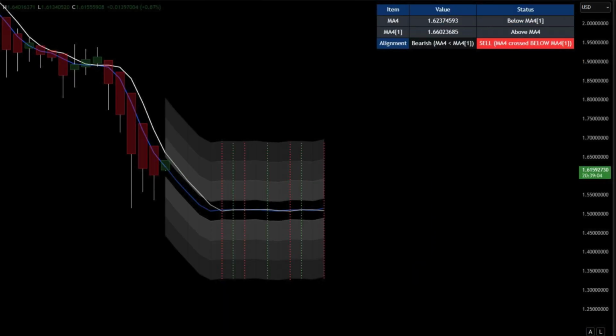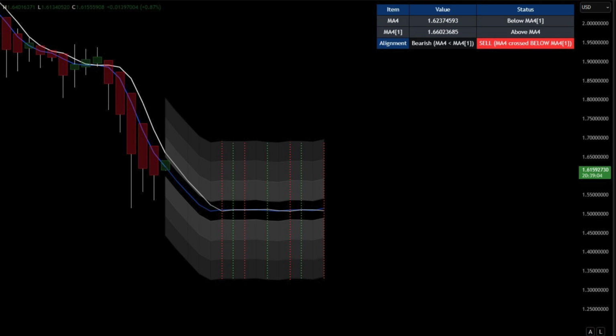Cross table, confirmation layer. The table in the top right is your confirmation layer. It reports the current MA4 value, MA4.1 value, whether MA4 is above or below MA4.1, and the most recent buy or sell cross event. When a real crossover happens on the live chart, the table updates immediately, no guessing.